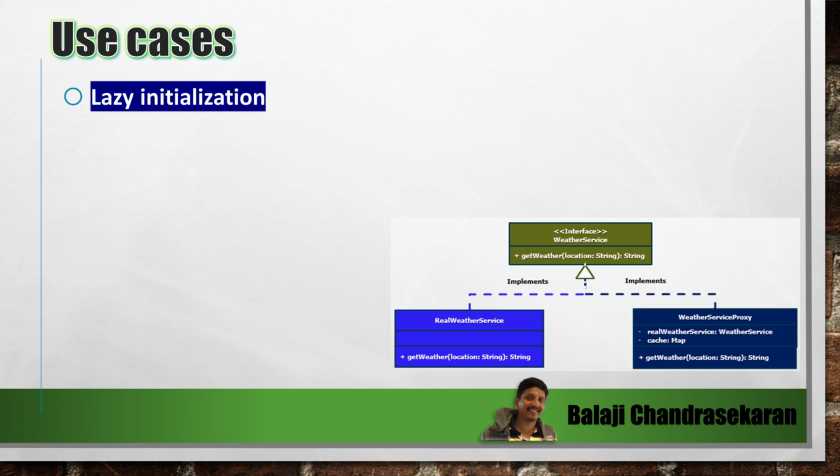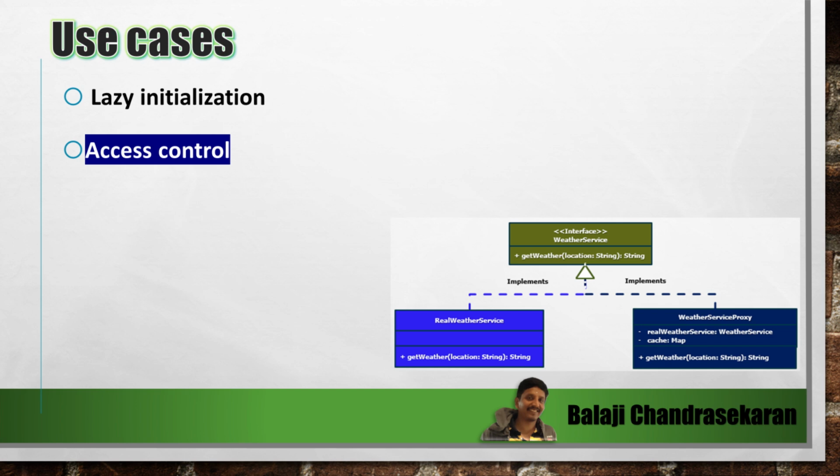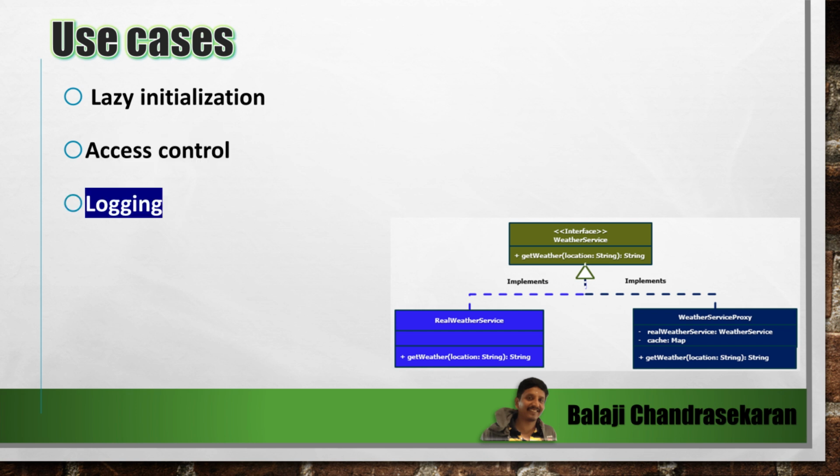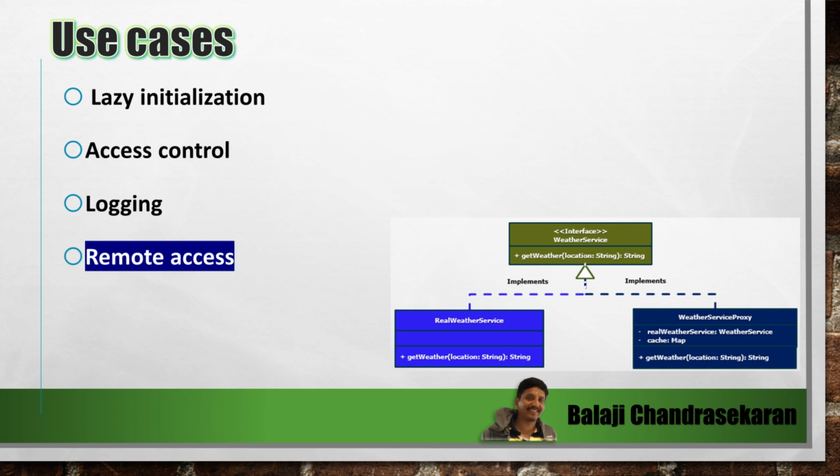The following are some of the use cases of the proxy pattern. Lazy initialization, when object creation is resource intensive and should be delayed until needed. Access control, to restrict access to sensitive objects based on user permissions. Logging, to add logging functionality when accessing an object. Remote access, to provide a local representation of an object located in a different address space.